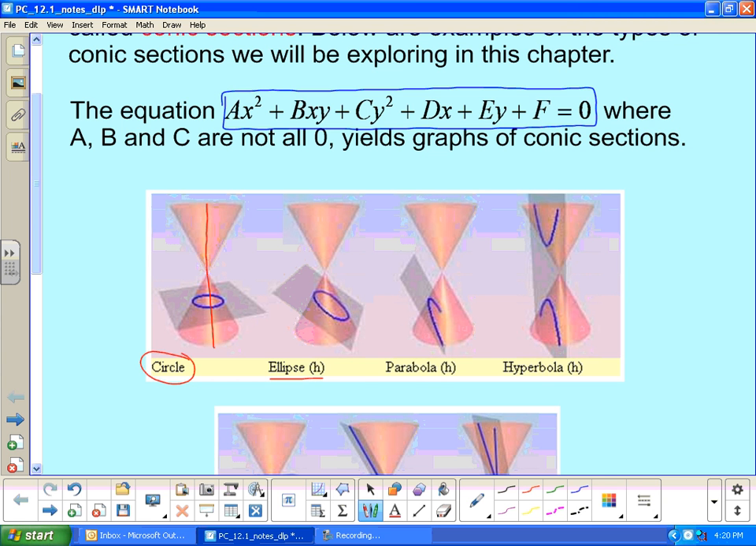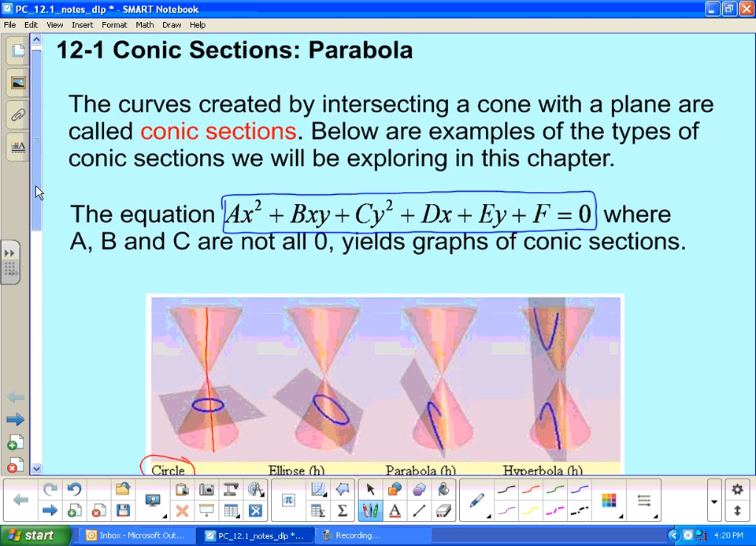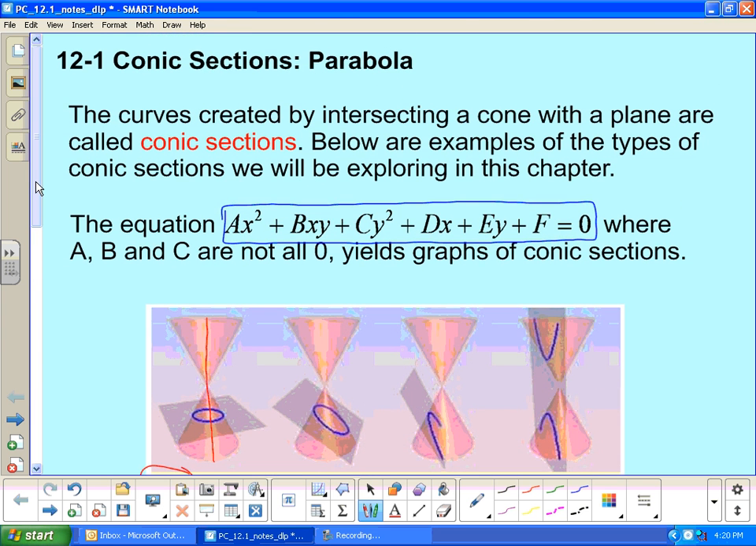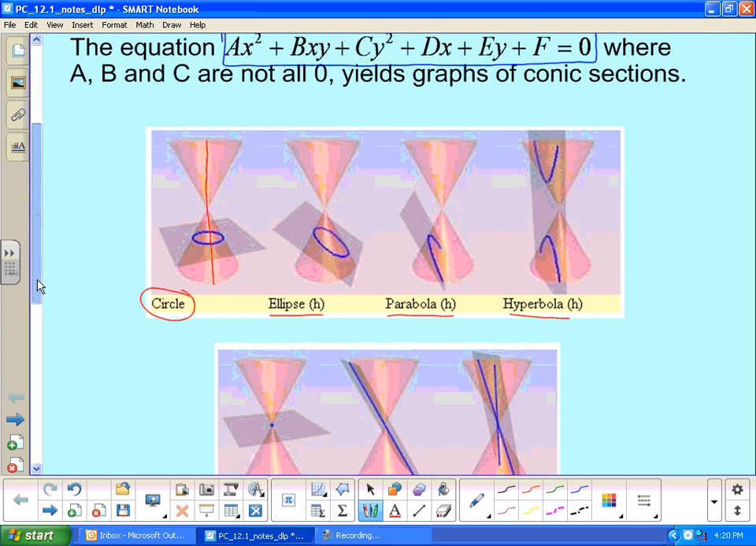If we tilted the plane in such a way where we intersected the cone but ran out through the bottom of the cone, we would create a parabola. And then take our plane and go through both of these cones, and we would create a hyperbola. So this is what conic sections are, and how we would physically derive them from slicing through some cones here.